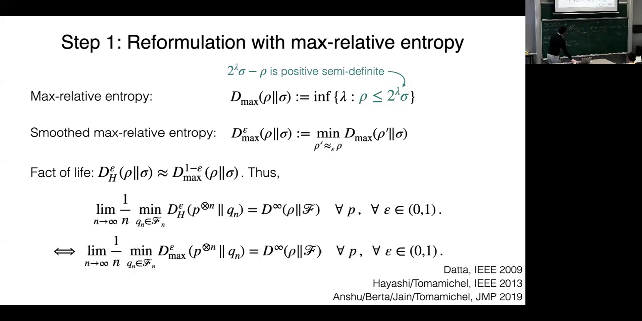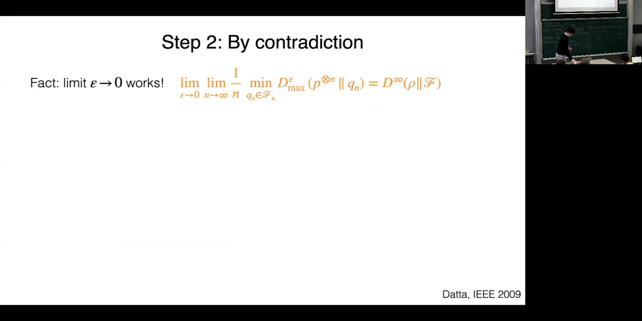All right. As I was saying, if we prove the theorem for DH, we prove it also for D max. They are perfectly equivalent because of this epsilon, 1 minus epsilon. Great. So I'm going to prove it for D max, and we prove it by contradiction.